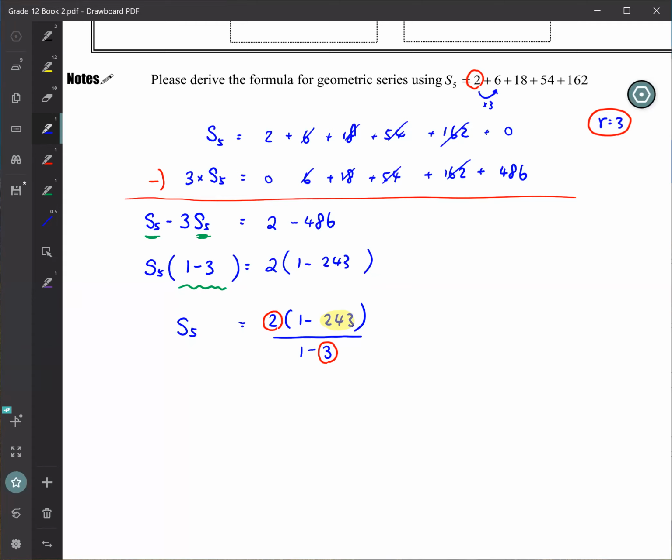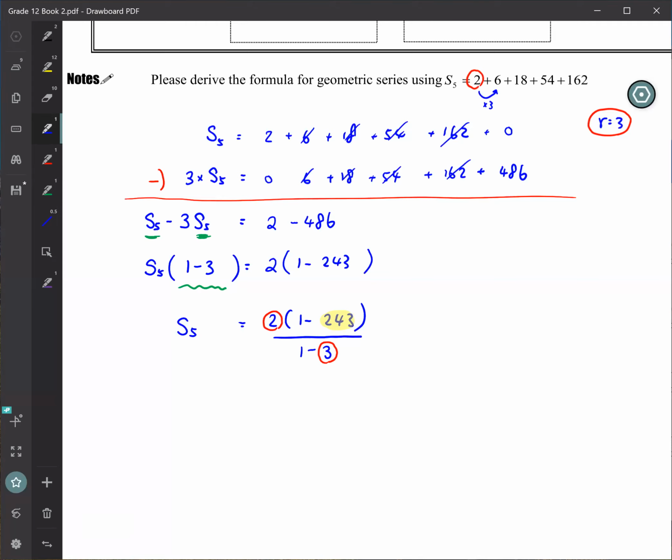Okay, did anyone figure out where the 243 comes from? Ray, what do you think? I don't know. Not sure. Cindy? I don't know. Okay, anybody else? Kelly, what do you think? I don't know. Not sure.